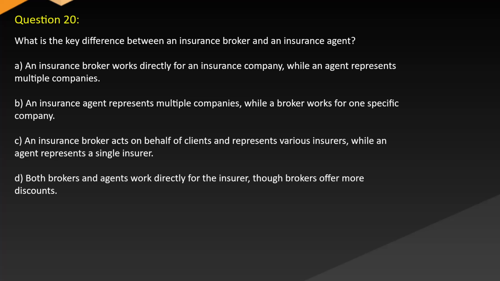Question 20. What is the key difference between an insurance broker and an insurance agent? A. An insurance broker works directly for an insurance company, while an agent represents multiple companies. B. An insurance agent represents multiple companies, while a broker works for one specific company. C. An insurance broker acts on behalf of clients and represents various insurers, while an agent represents a single insurer. D. Both brokers and agents work directly for the insurer, though brokers offer more discounts.